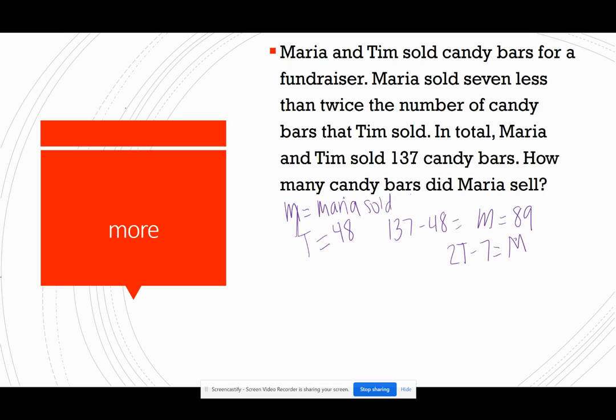And some of you in class said, well, I could have just taken the t of 48 and plugged it in and subtracted 7 and got an m. 100%, that's perfectly fine. I just decided to say, okay, there's a total of 137. Tim sold 48. Maria had to sell the rest. But if this makes sense to you, you could do it that way. You're going to get the same answer.